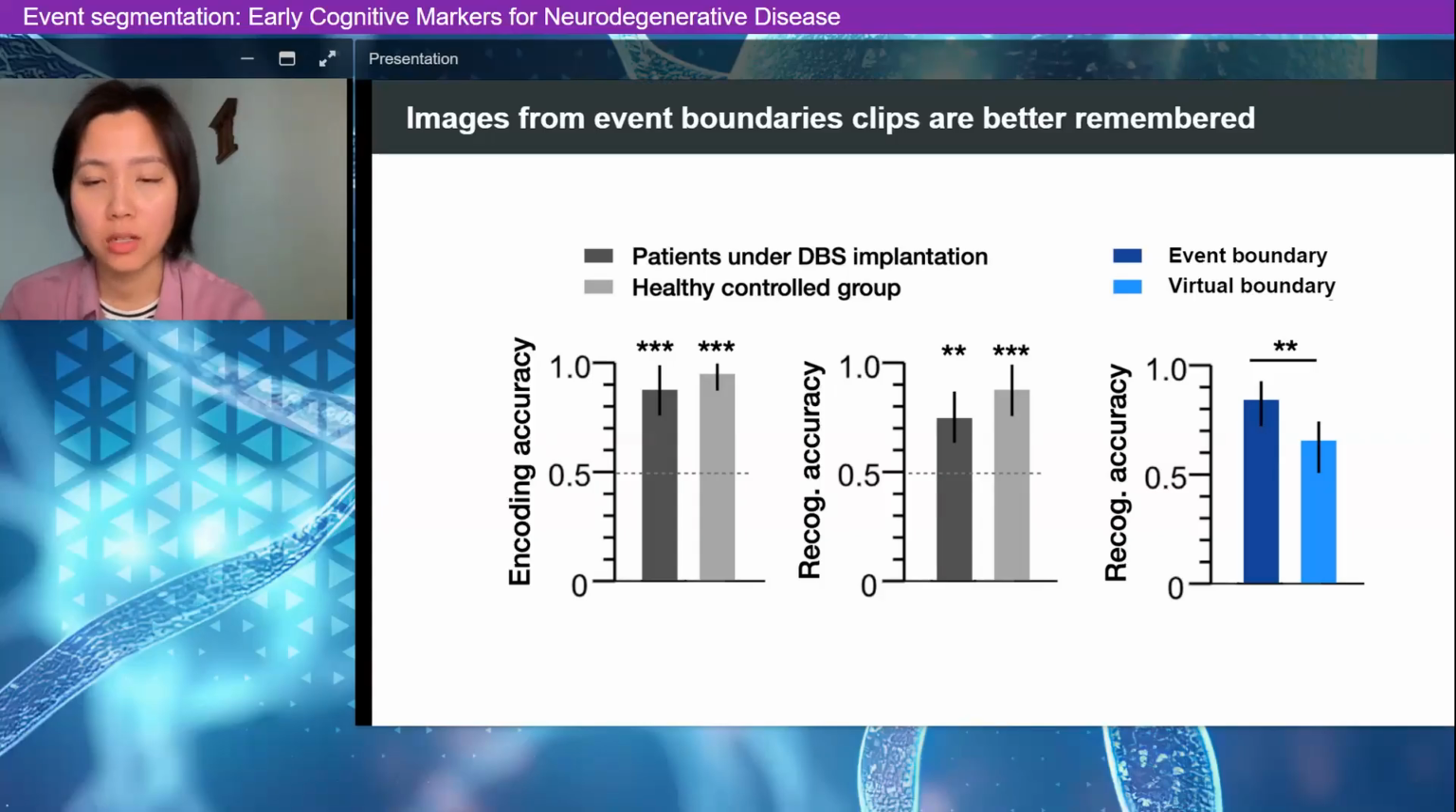This means that the patients undergoing DBS implants can actually handle this task. And within the patients undergoing DBS implants, if we take a closer look at their memory behaviors during the recognition period by separating the trials, whether the images are coming from event boundary clips or virtual boundary clips, it seems like images from event boundary clips are better remembered compared to the virtual boundary clips. Further verifying our hypothesis that the event boundary actually can help people's memory in general.